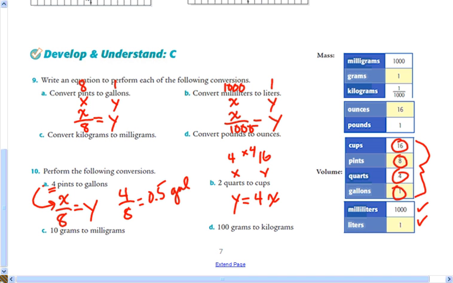Now I have 2 quarts, and I want to change that to cups. All I need to do is 4 times 2, which is 8. 2 quarts is the same as 8 cups. All right, and then I think I'll leave the other 2 for us to do in class.